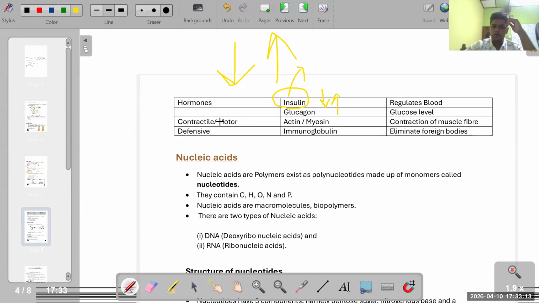Clear, right? Okay. Let's move to the next part, which is contractile motor function. Example, actin myosin proteins are involved in contraction of muscle fibers. These proteins contribute to the contraction of muscle fibers. Example, skeletal muscles contract and relax due to these proteins, actin and myosin. How? We'll be learning it in unit number 5.